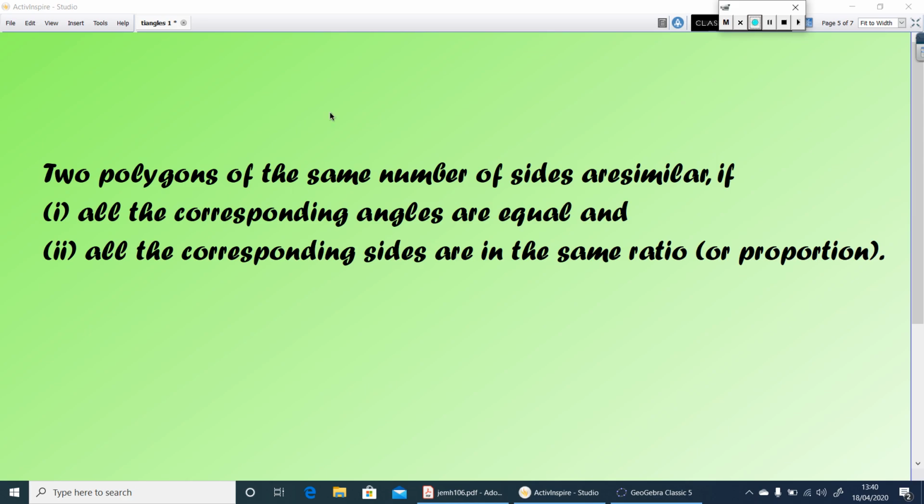So we can conclude two polygons of the same number of sides are similar if all the corresponding angles are equal and all the corresponding sides are in the same ratio or same proportion. In the next class we can discuss the similarity of triangles. That is all for today's class. There is an exercise 6.1 that you try to do.